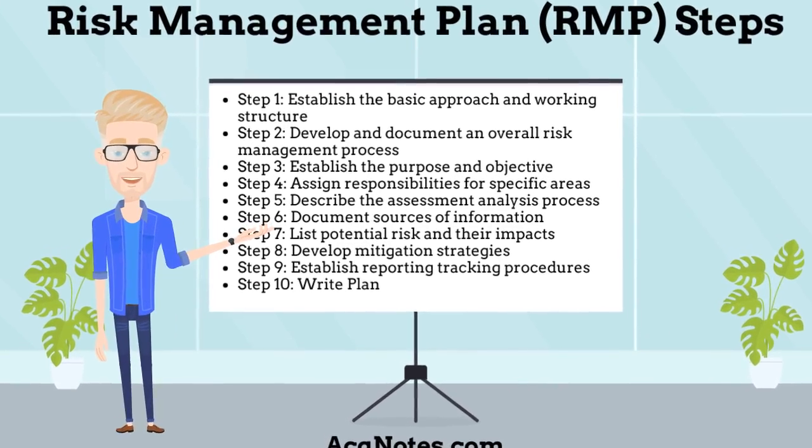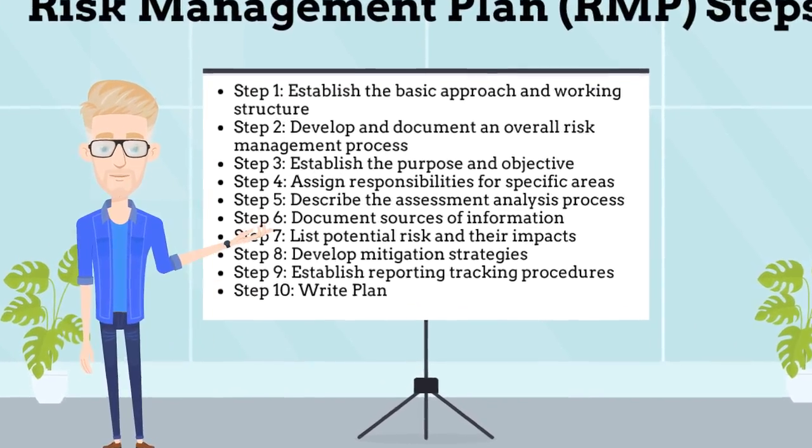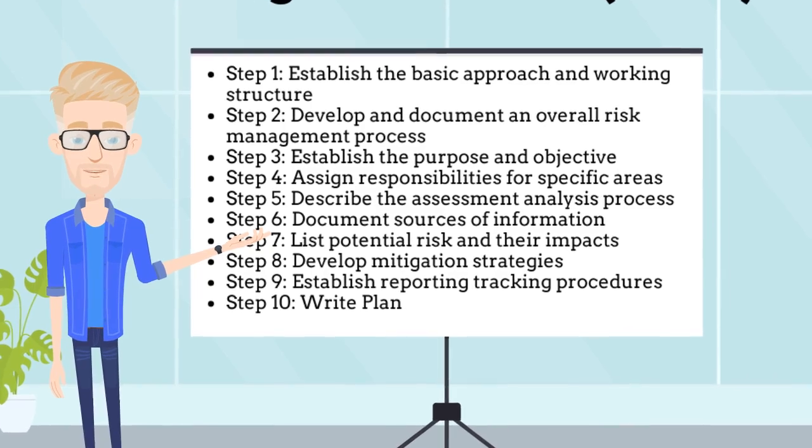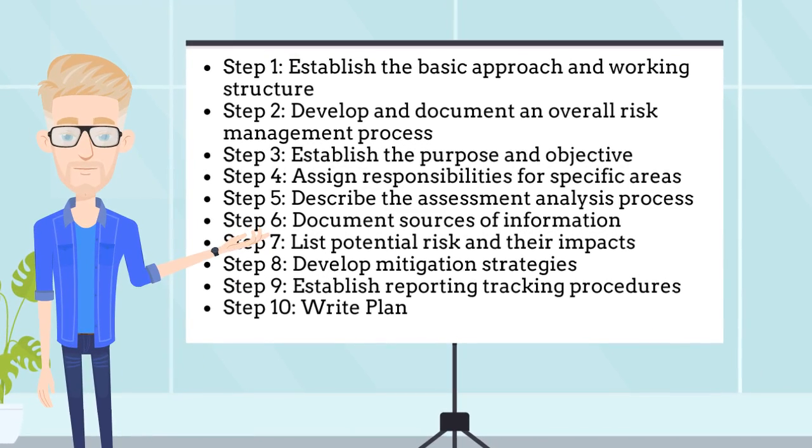What are the risk management plan development steps? The development of a risk management plan consists of 10 steps. Step 1. Establish the basic approach and working structure. Step 2. Develop and document an overall risk management process. Step 3. Establish the purpose and objective. Step 4. Assign responsibilities for specific areas. Step 5. Describe the assessment and analysis process.